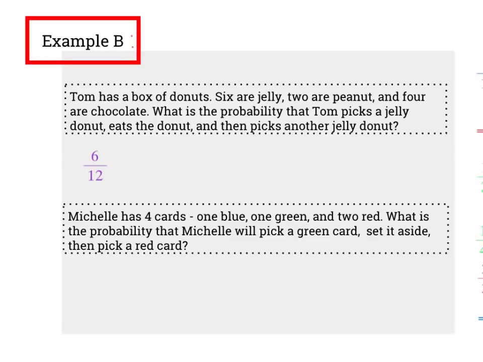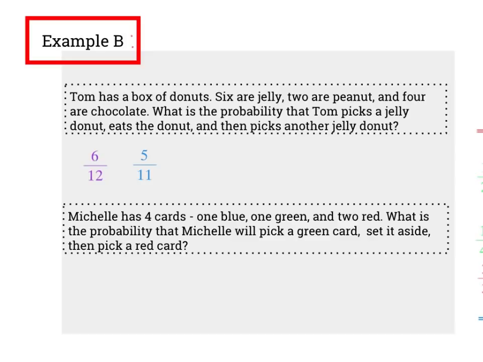Now the next one, it says he eats the donut and then picks another jelly donut. So that's going to be a problem because one of the donuts total is gone because he ate it. But not just that, one of our jelly donuts is gone. So we have to reduce the number to show this happened. So since he ate one of our total donuts, that means that there are only 11 donuts left in the box. And since he ate one of our jelly donuts, there aren't 6 anymore to choose from. There are only 5. So our next fraction has to be 5/11ths.